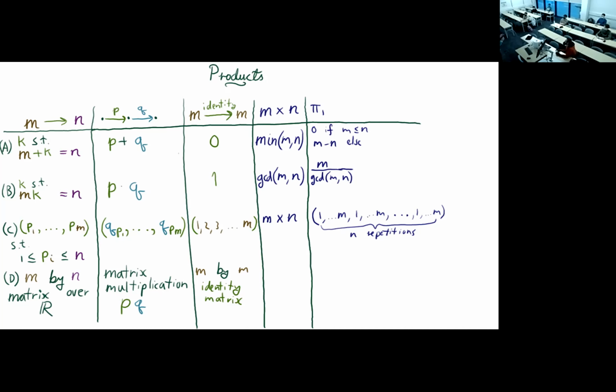If you actually think about what one of those vectors is, how many components does it have? It has all of the components of the vector from the first space, and then all of the components of the vector from the second space. So how many components in total? m plus n, yeah. So in this category, the product of m and n is m plus n. Pi 1 looks like this, where this is an m by m identity matrix and a bunch of zeros down here.